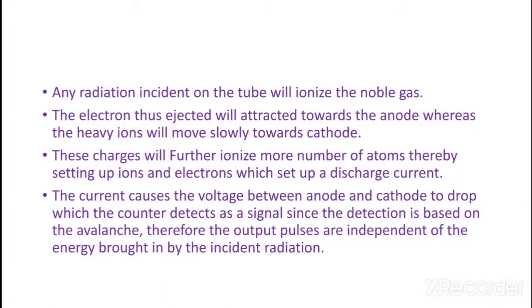The electrons thus ejected are attracted towards the anode, whereas the heavy ions move slowly towards the cathode. These charges will further ionize more atoms, thereby setting up ions and electrons which set up a discharge current. The current causes the voltage between anode and cathode to drop, which the counter detects as a signal. Since the detection is based on the avalanche, the output pulses are independent of the energy brought in by the incident radiation.